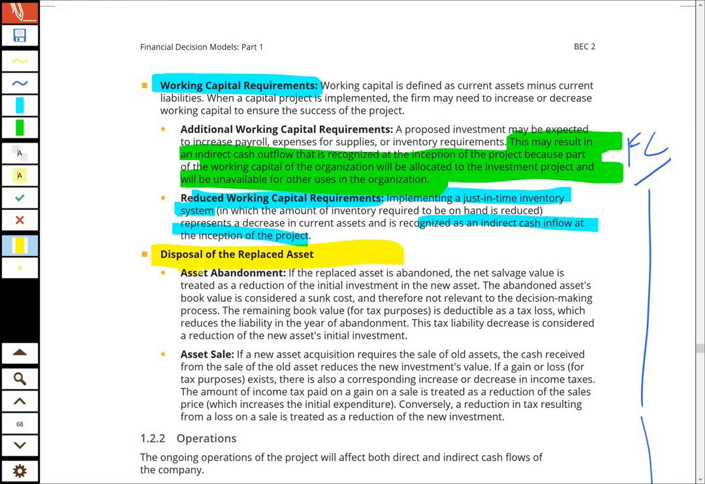So what happens? Asset abandonment. If the replaced asset is abandoned, the net salvage value is treated as a reduction of the initial investment in the new asset. I don't really like the way they wrote that. Look, if you're going to get rid of an old piece of equipment because you're contemplating buying a new one, and you can sell the old equipment and get some cash now, that is a cash inflow at the inception. So I don't know why they have to say in this convoluted way it's a reduction of the initial investment. Just treat it as a cash inflow at time zero, at the initiation of the project, because you're selling that old asset and getting some money back for it.